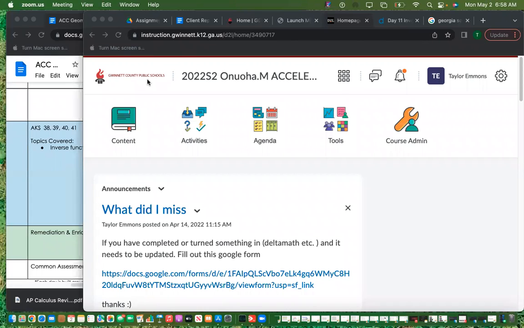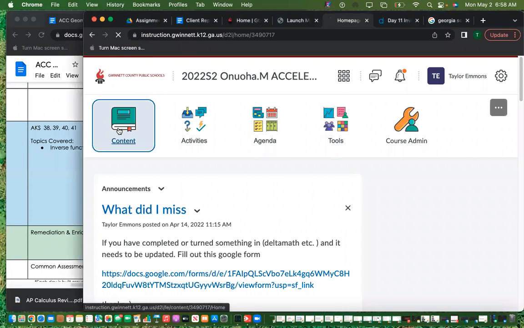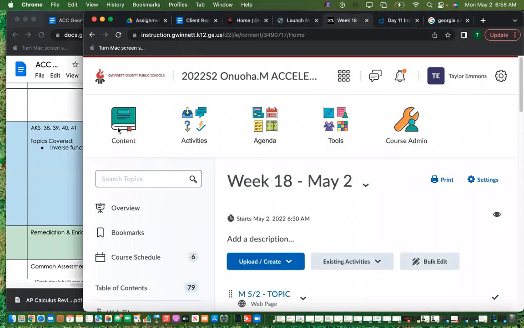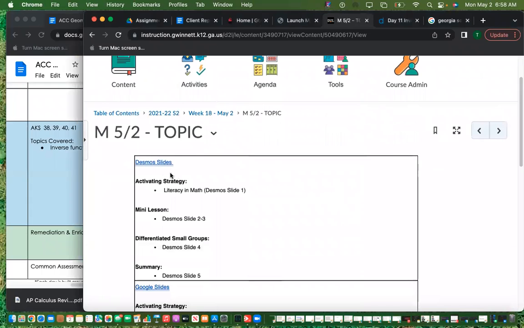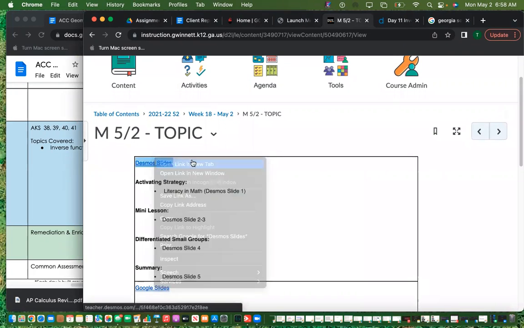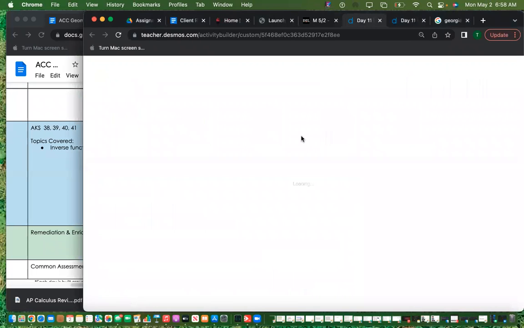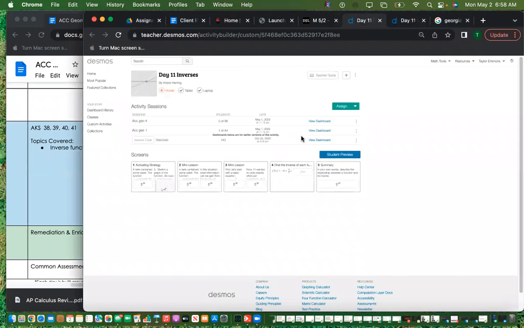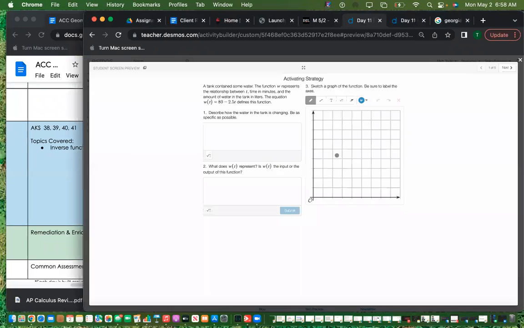Okay, guys, so what you're gonna do today is you're gonna complete this Desmos activity. So a couple of things. It's literacy and math, so there is going to be a little bit of a reading portion, so just keep that in mind. But a tank contains some water.